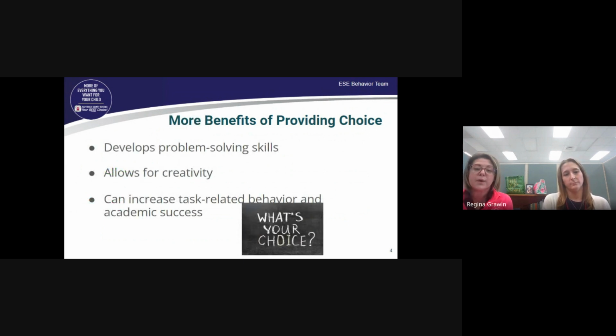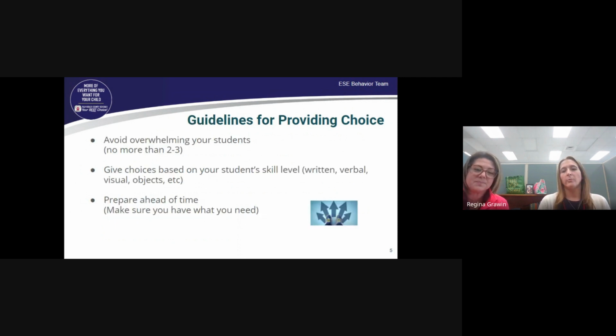Making choices is very important in our beginning developmental stages of problem solving, and also allows for lots of creativity throughout the day. It can also increase that task related behavior that we want to see that leads to academic success. So, some guidelines for providing choices in your classrooms.